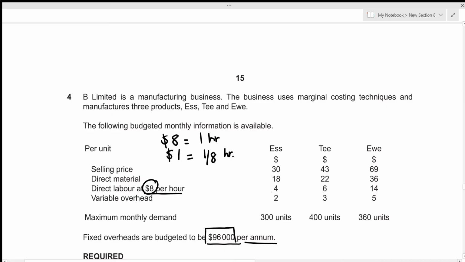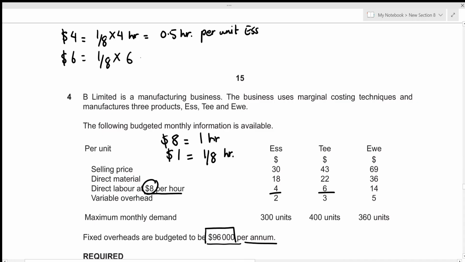Now we need to figure out what $4 is in terms of the hours. So I'll write it down right here. So $4 is just going to be 1 by 8 into 4 hours, which is actually 0.5 hour. So 0.5 hour is required per unit for product S. Let's repeat the same process for T. We have the direct labor rate to be $6. So for $6, that's going to be 1 by 8 into 6 hour, which is just going to be 0.75 hour. So this is the amount of time required per unit for the product T.